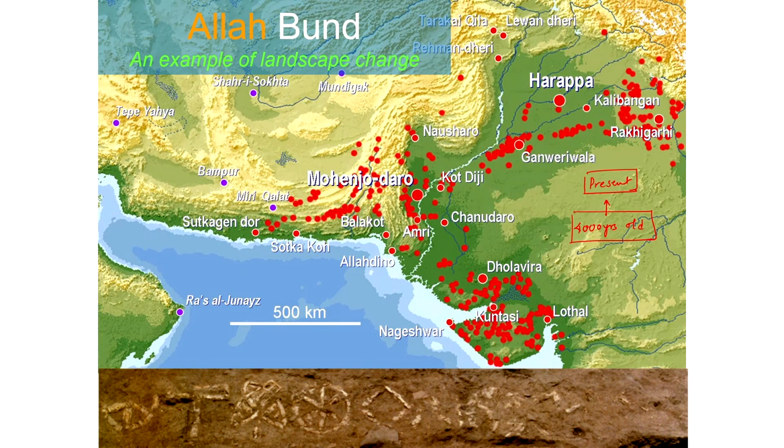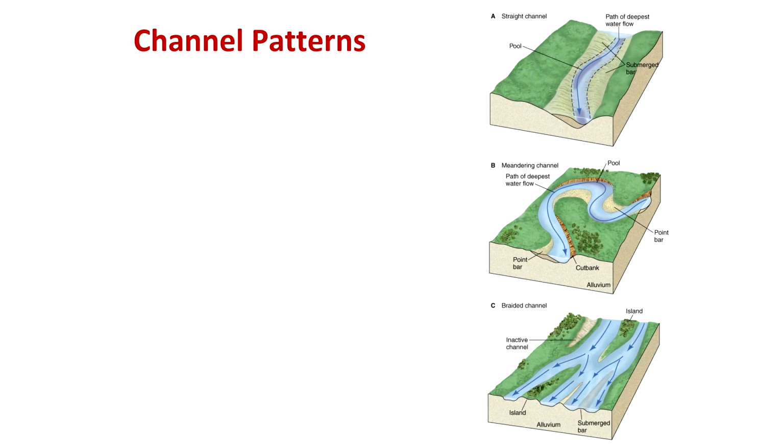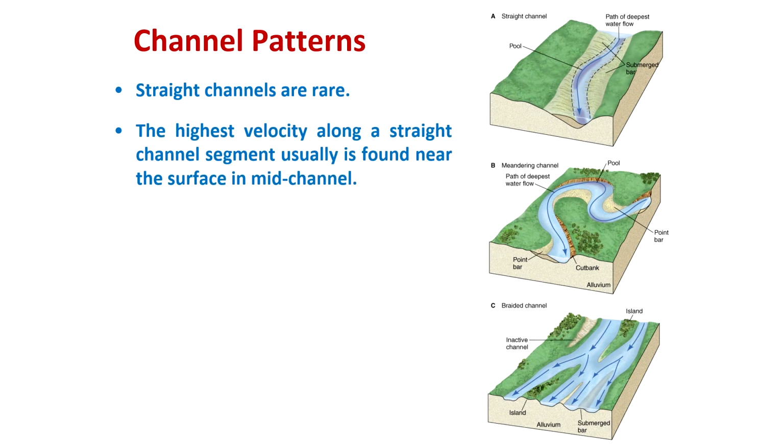Now coming to the portion where we were discussing the geomorphic markers. Before that, we'll look at a few very basic things about the drainage system and channel pattern. Mostly we come across three types of channel patterns: straight, meandering, and braided, and we can have combinations of these also. Straight channels are rare.